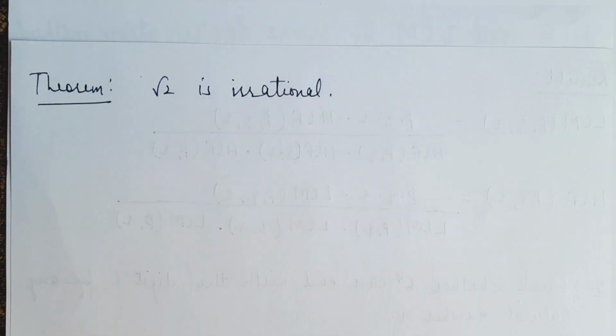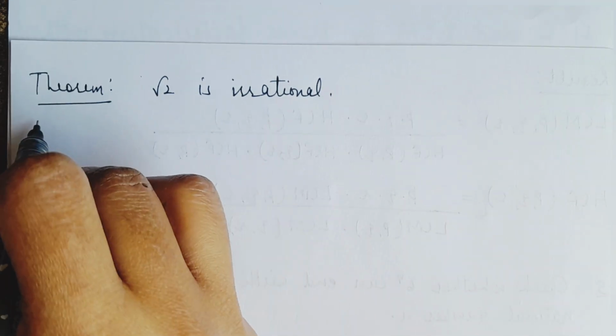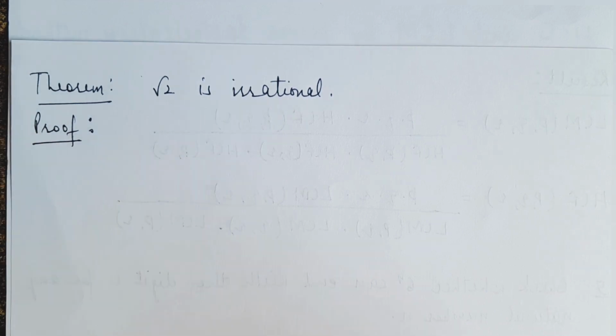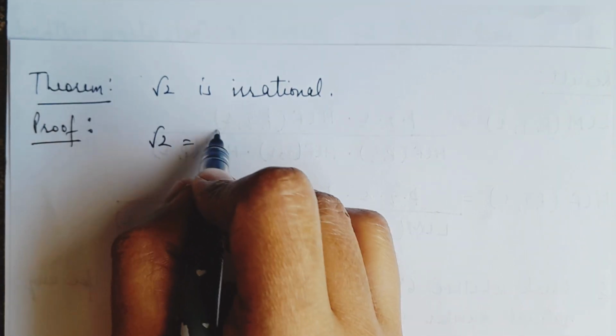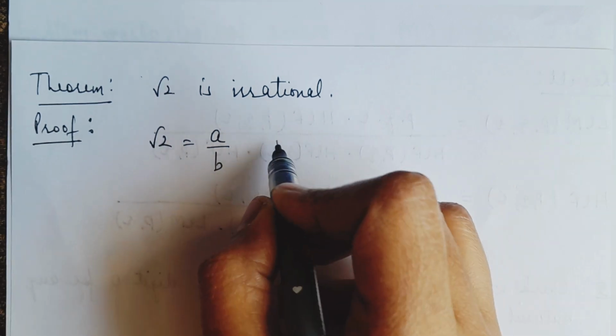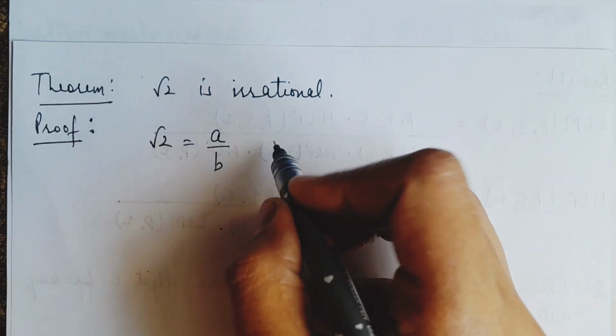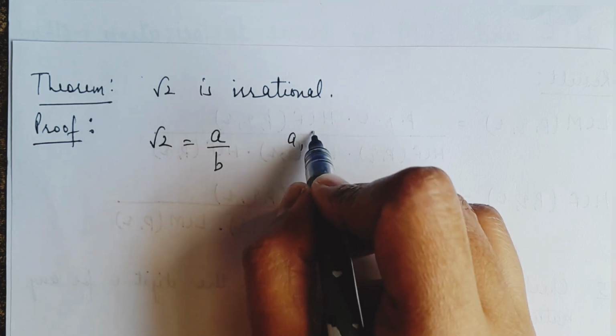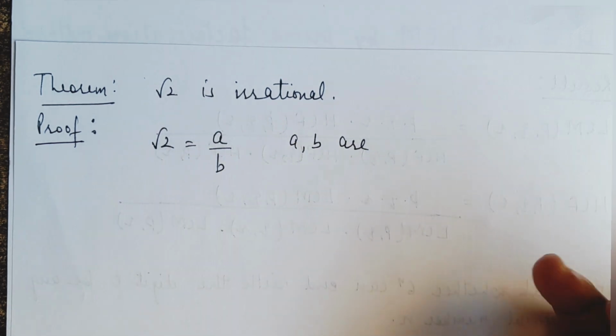In this method we assume the reverse of what we want to prove. Here we want to prove root 2 is irrational, so we will take it as a rational number, and in the end we will arrive at a contradiction. So let's take that root 2 is equal to A by B, that means a rational number. If a number is rational, we take A and B in the simplest form.